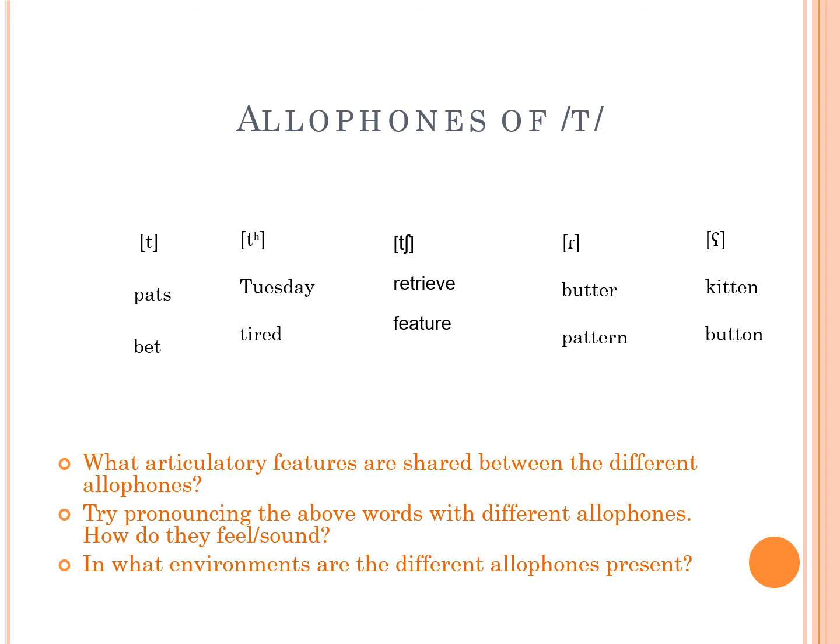And then in what environments are different allophones present? So I've already mentioned the Tuesday and tired being at the beginning of the word, but you can see where we use the ch, where we use the flap, and where we use the glottal stop.